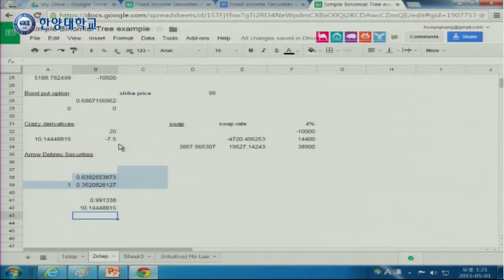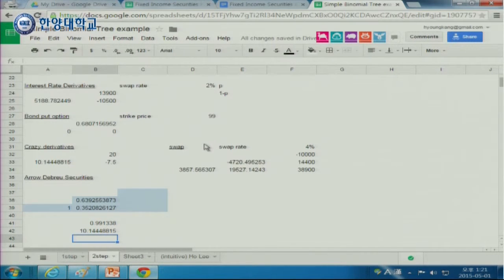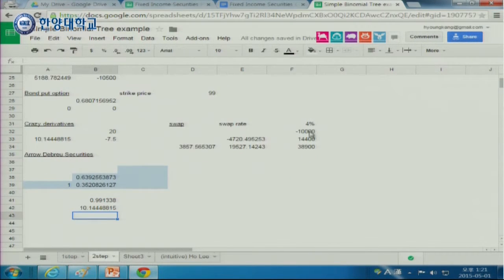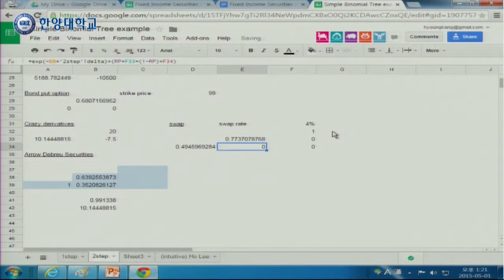Well, then, of course, for this one, we can now calculate because now we have 3 nodes. So actually, we can calculate the Arrow-Debreu security of this one. So for this one, 0, 0, 0.